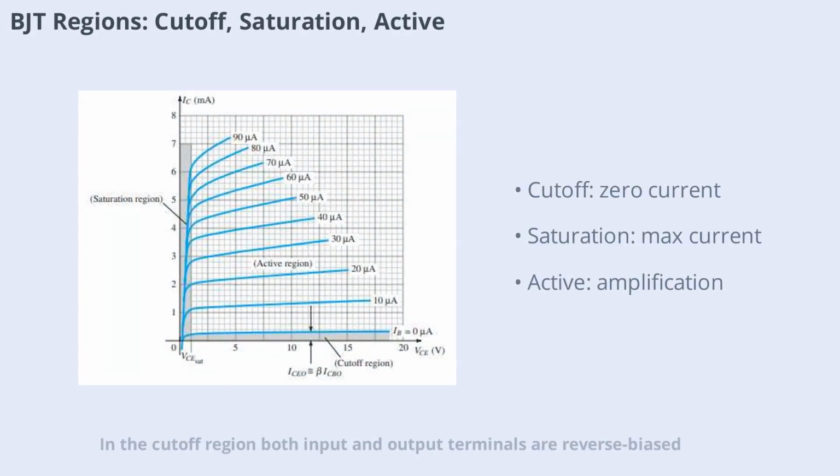In the cutoff region, both input and output terminals are reverse biased, resulting in zero collector current. In the saturation region, both terminals are forward biased, allowing maximum current flow. The active region is where the transistor operates for amplification, maintaining biasing equations. These regions are crucial for understanding how BJTs switch and amplify signals in electronic circuits.